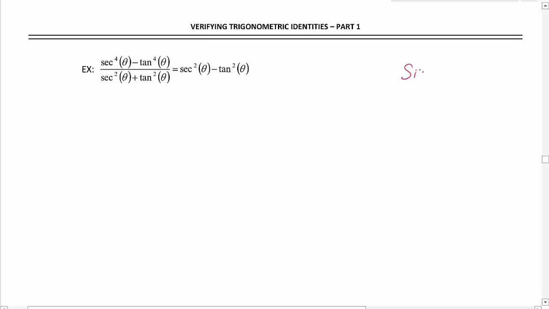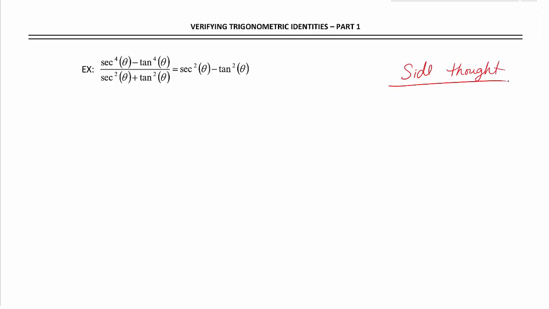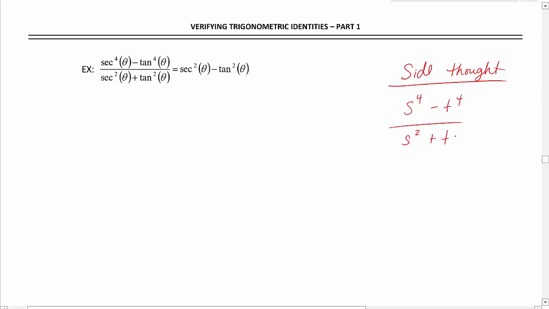And I'm going to write some side thoughts over here because factoring expressions with trig functions in it are sometimes hard for people. So what I'm going to do is take that left-hand side and strip it down and lose the trig words. This is secant to the fourth minus tangent to the fourth over secant squared plus tangent squared. And I like to do this a lot with trig because sometimes it can be hard to see the trig through the algebra.